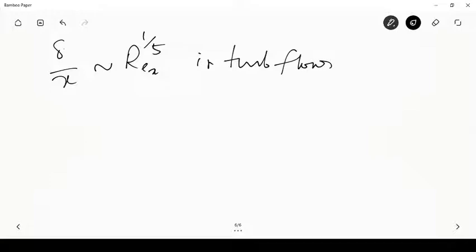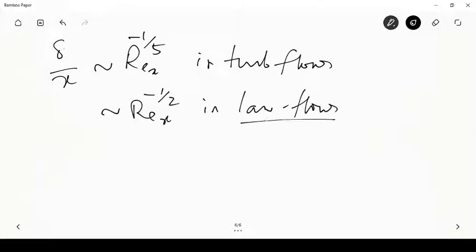Okay, this is in comparison with Rex to the power of minus 1 by 5. This is in comparison with Rex to the power of minus half in laminar flows. So as the Reynolds number goes higher, the boundary layer becomes thinner. So the delta by x goes as Re to the power of minus 1 by 5 in case of turbulent flows as compared to laminar flows. And the expression for the boundary layer thickness would be 0.037 into Rex to the power of minus 1 by 5, which is obtained by experimental measurements for turbulent flows. Also computations confirm this.